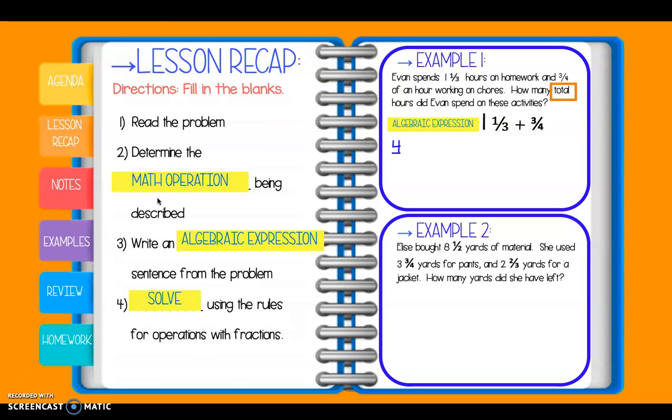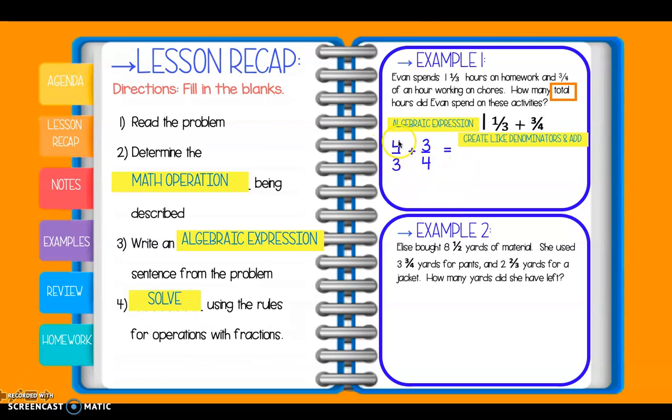Now from there, these are mixed numbers, so we know we have to create them into improper fractions. So we have 3 times 1 is 3, plus 1 gives us 4/3, plus 3/4 is already a fraction. Now we know that the rule for adding fractions is that we need to create like denominators. So our least common multiple of 3 and 4 is 12. So we want fractions that have denominators of 12.